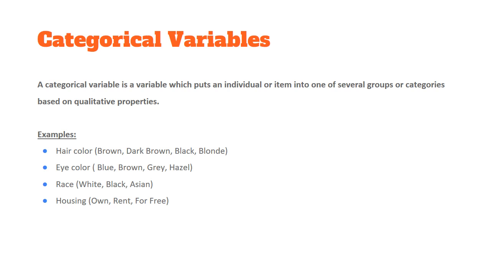Similarly, eye color can be blue, brown, gray, hazel. Race can be white, black, Asian. Housing, you could own property, pay rent, or live for free.